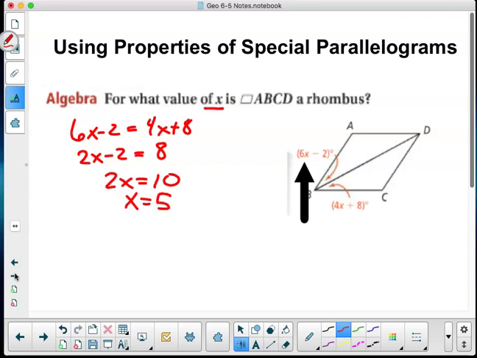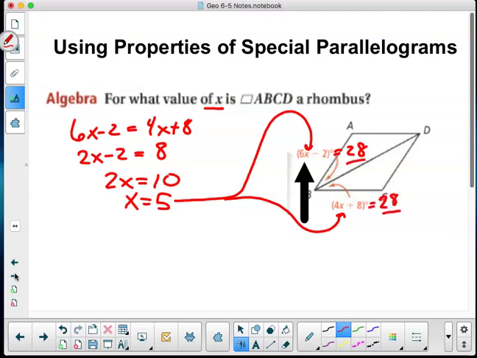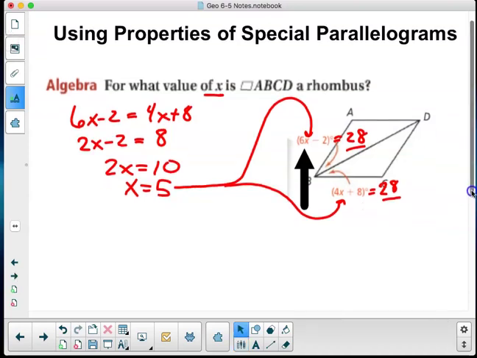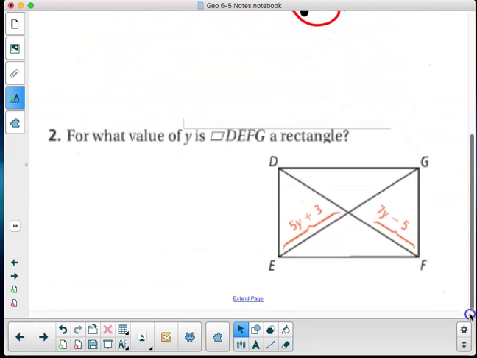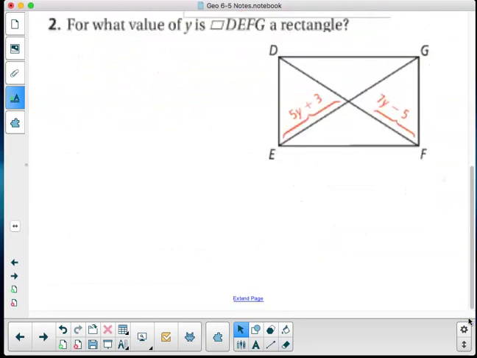Now they ask me for what value of x, but I need to check my work. 30 minus 2 is 28. And I got 5 times 4, which is 20, plus 8, which is also 28. So they are the same value, so I'm happy with my solution. So x is 5.